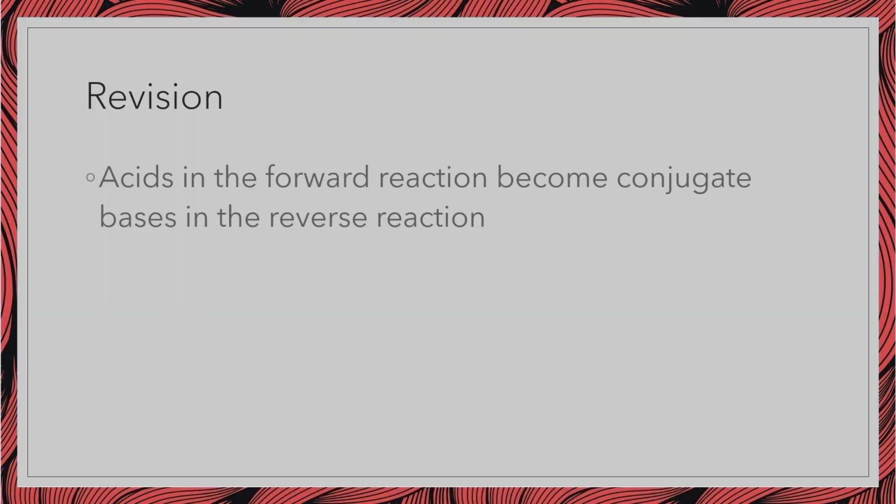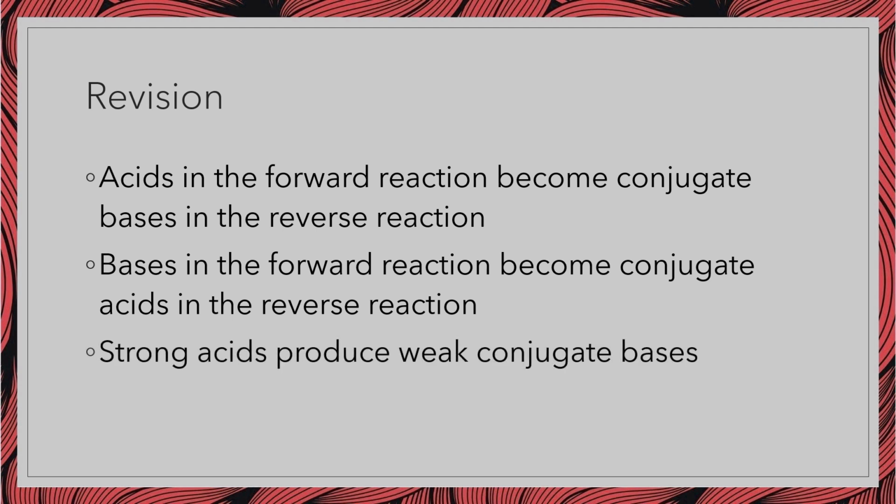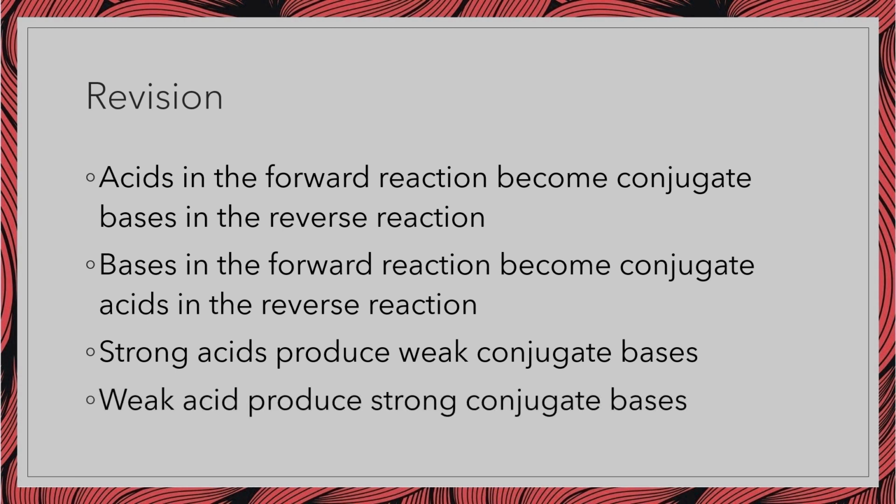So some revision. Acids in the forward reaction become conjugate bases in the reverse reaction. Bases in the forward reaction become conjugate acids in the reverse reaction. Strong acids produce weak conjugate bases, and weak acids produce strong conjugate bases.